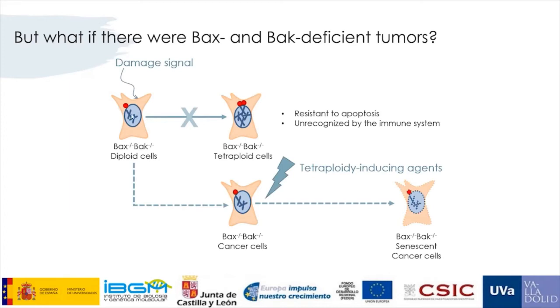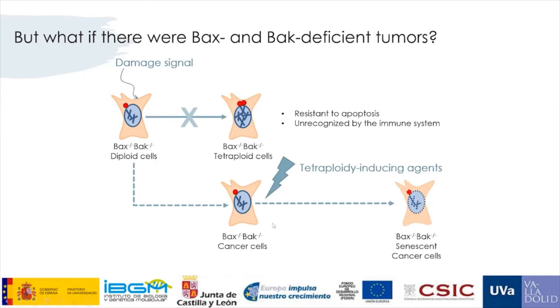So we can imagine that we have BAX BAC diploid cells. They have a damage signal. They won't be able to lead to tetraploid cells, which we know is quite good, because these cells would be resistant to apoptosis and they would be unrecognized by the immune system because they are not able to expose calreticulin on the cell surface. But some of these cells can escape, because in any case we have observed that sometimes there are some clones in the double KO tetraploid cells.